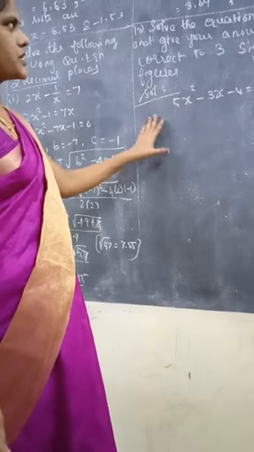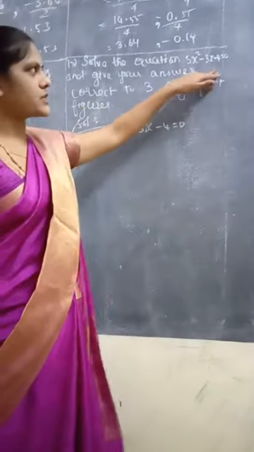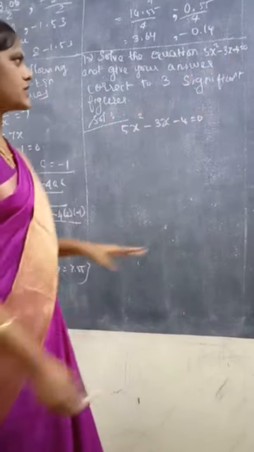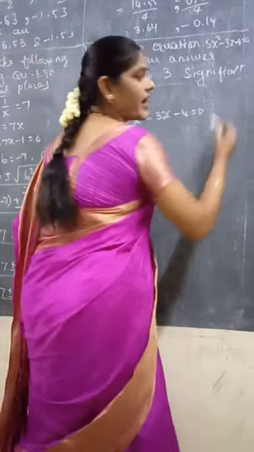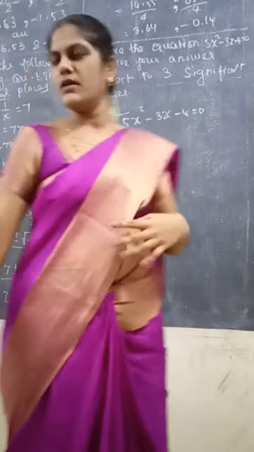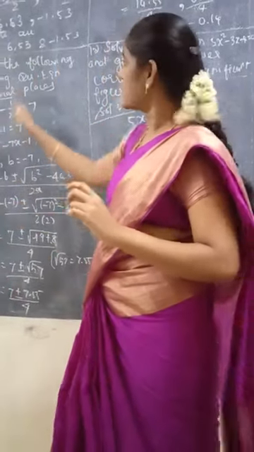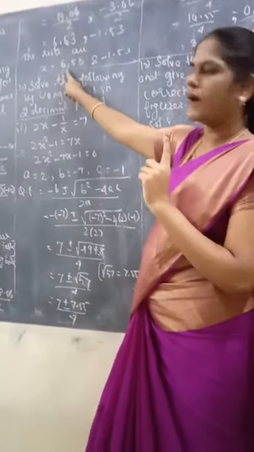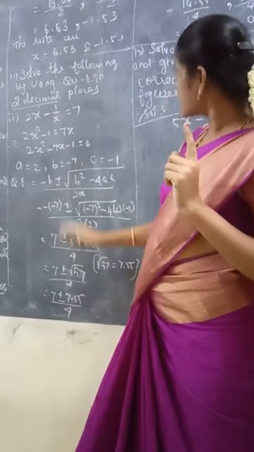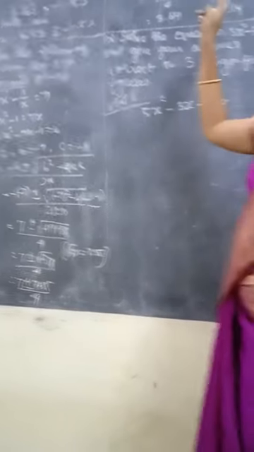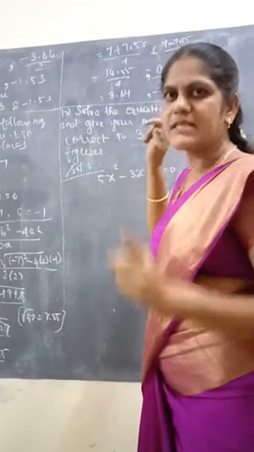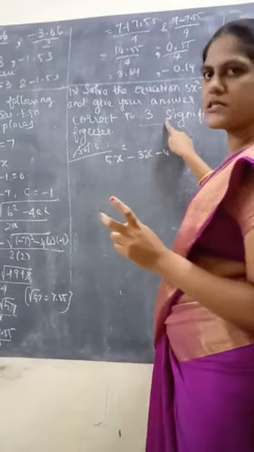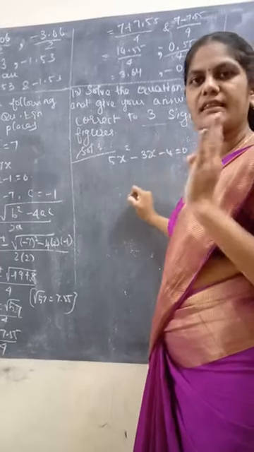Okay, 13th question, in the same way: 5x squared minus 3x minus 4 equal to 0. Here we need to find three significant figures. Listen, for two significant figures, after the point we need two decimal values. Here also after the point two decimal values. Two decimal places you compulsorily need to write. Here, three decimal places, so after the point we need 3 digits.